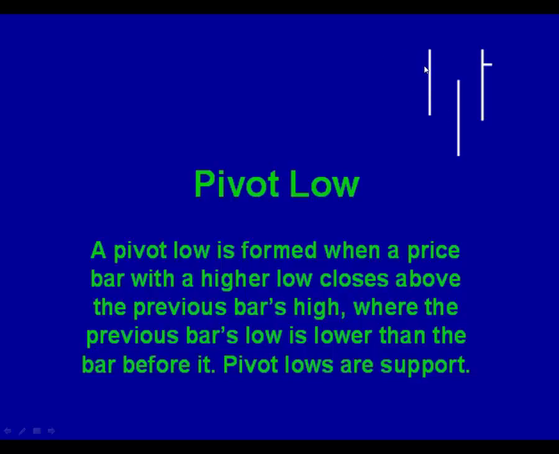The idea here is as prices are coming down, we're making lower lows and lower highs. A pivot is formed when the final low bar is in place and then price moves up above that high, the high of the low bar, and closes above it. And it closes above it with a higher low. So this is a typical 3-bar pivot, very common.